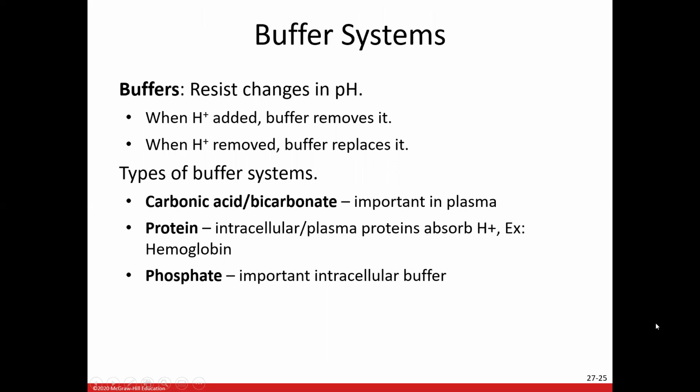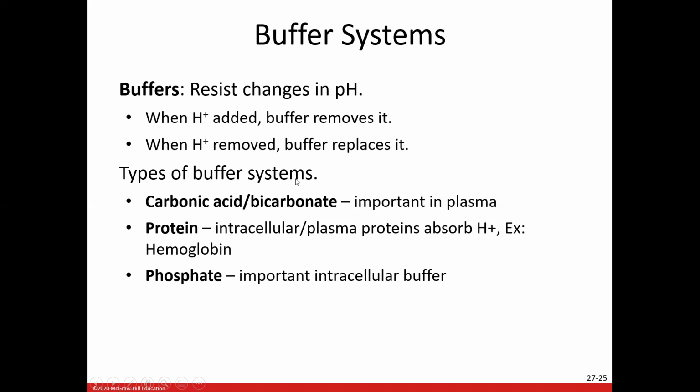So first is your buffer system. Your buffer system, by definition, is any substance that is able to resist a change in pH. What that means is that if we have extra hydrogen ions added to a solution, or the blood in this case, that buffer is going to take it out of play. It's going to reabsorb that hydrogen ion, so it's not in the solution anymore. If we have hydrogen ions being removed, the buffer can potentially replace them by donating another hydrogen ion to replace the one that's lost. So we're basically trying to resist any change in pH by either adding stuff when it's removed or removing stuff when it's added.